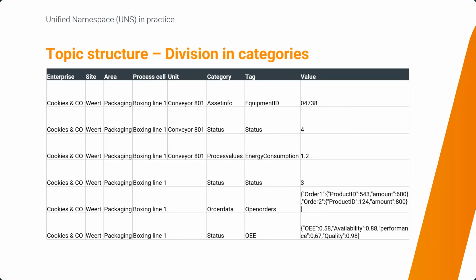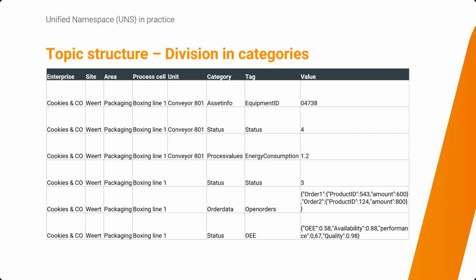And we have a category called process values. In there, we, for instance, have the values coming from the machine, like energy consumption, temperature, speed, and so on. However, all those values are normalized as much as possible. So we can really compare the speed, for instance, for conveyor 801 with 802. You want to make sure that you are able to use the data.